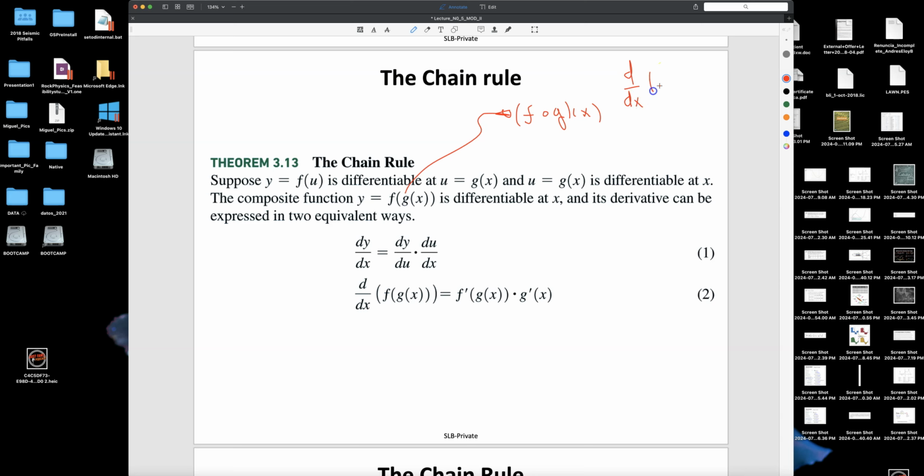But this is basically the situation, and the question is, how can I compute the derivative of this composite function? Okay, how can I compute this? What is the rule that we need to follow in order to make that computation?